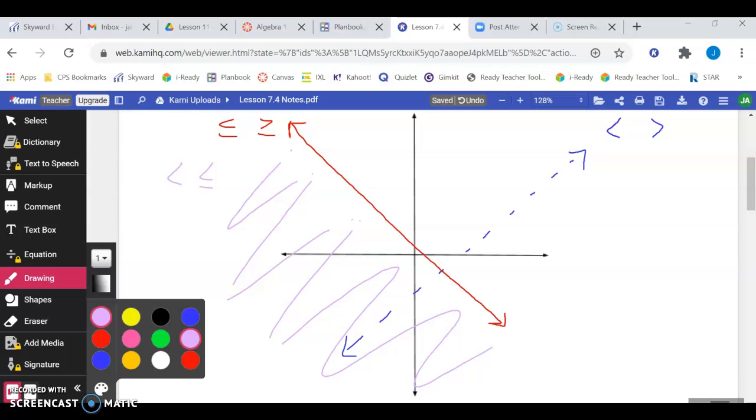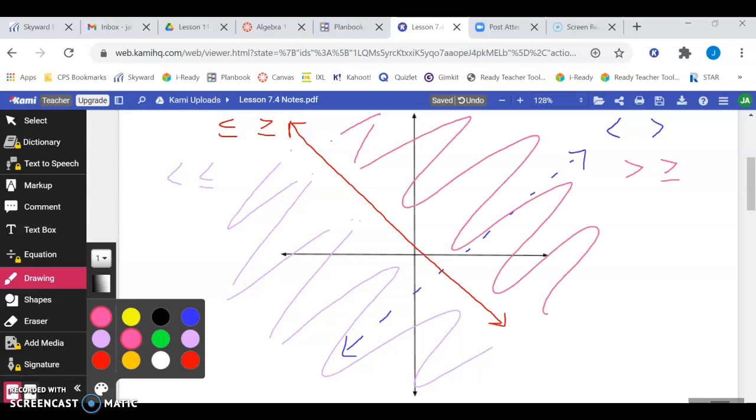So any ordered pair that would fall in that shaded area would be an answer to our inequality. And then, let me do one other color. If we have is greater than or equal to, then we would shade above our line. So again, we're going to look at the red line here. Shading above it would be up here.